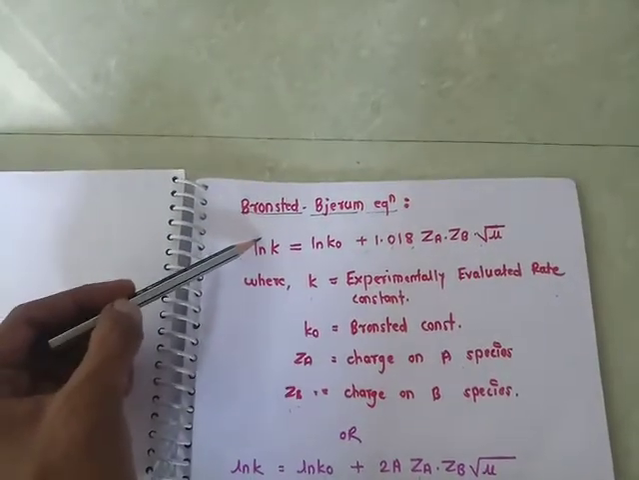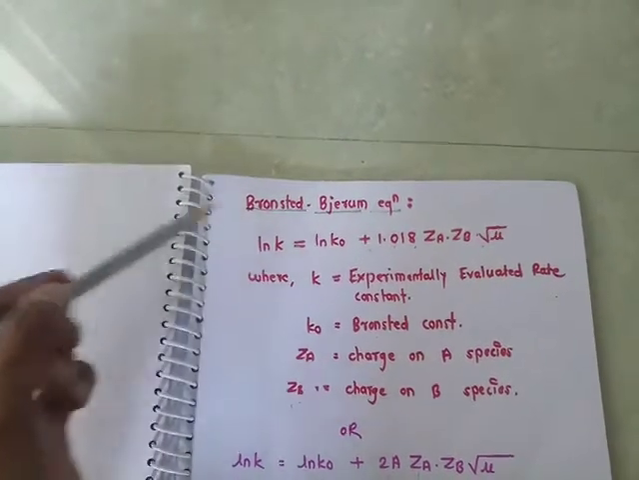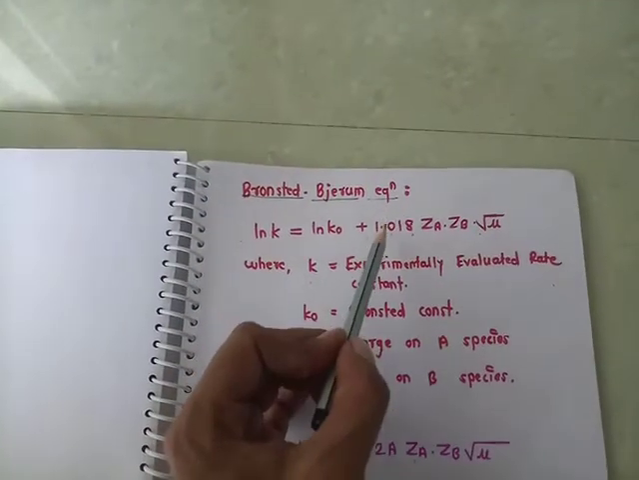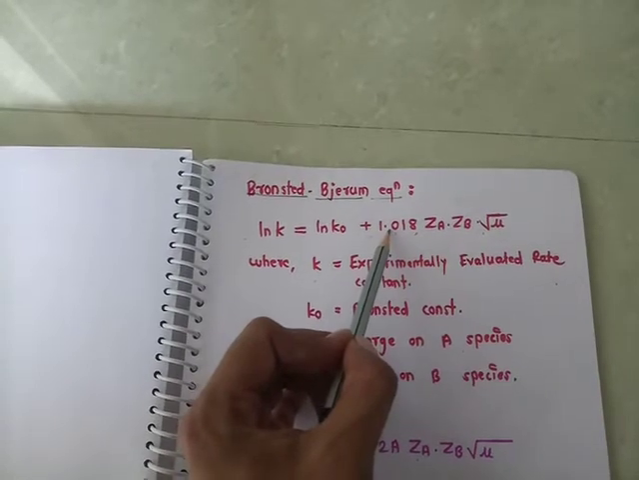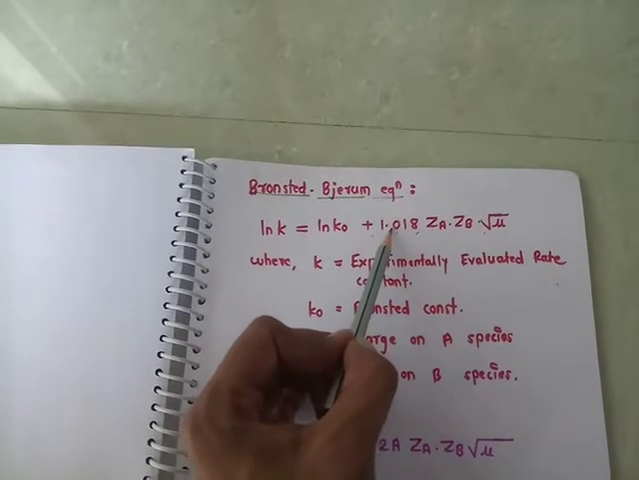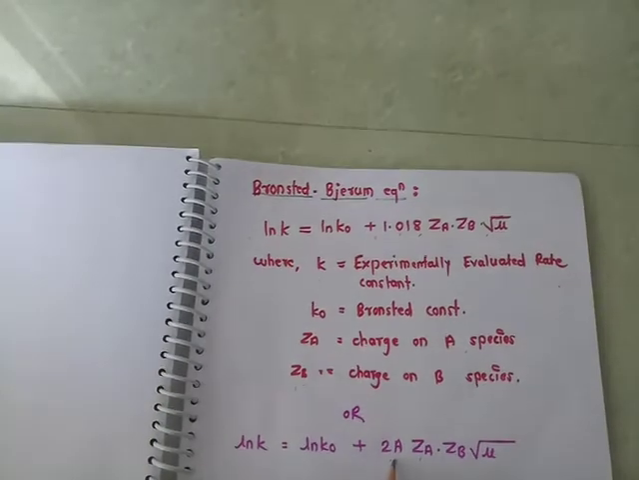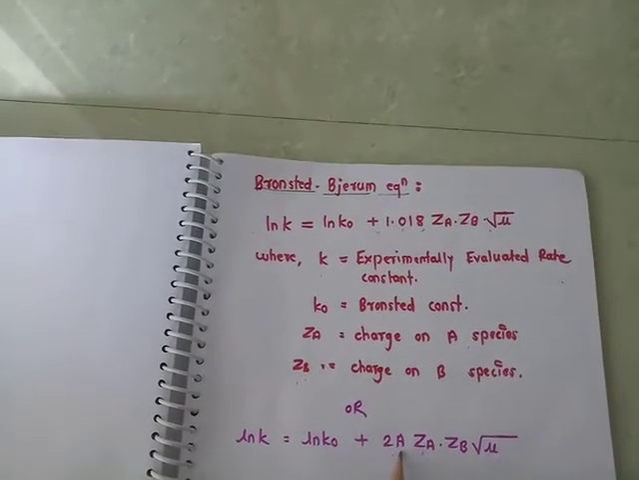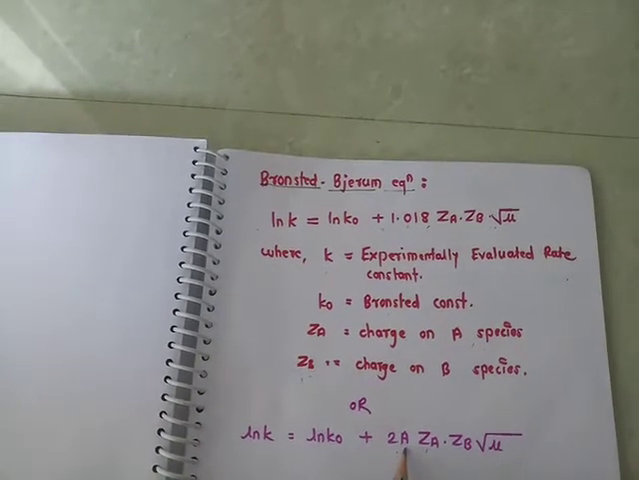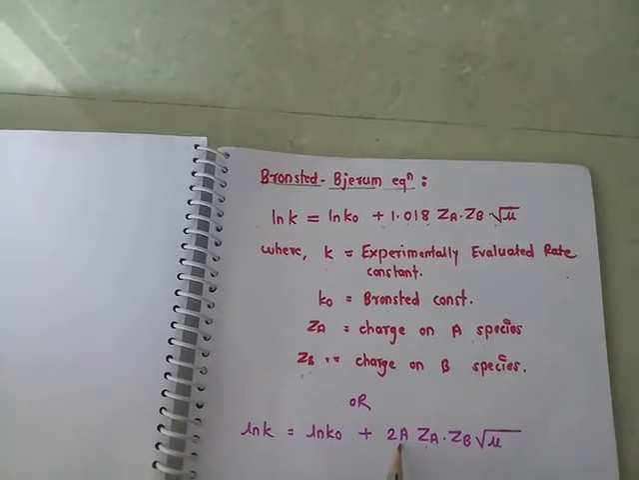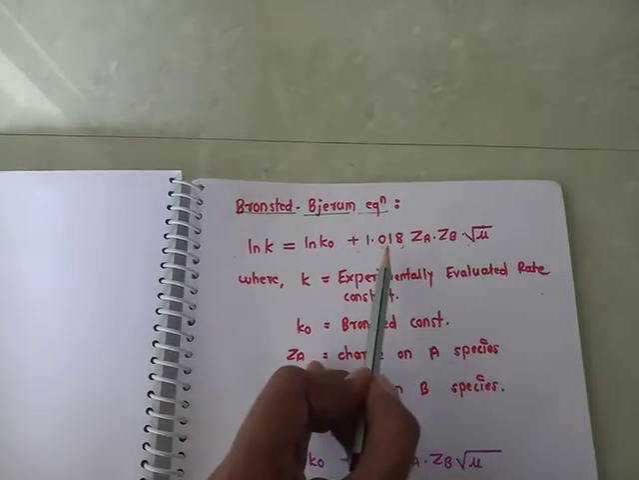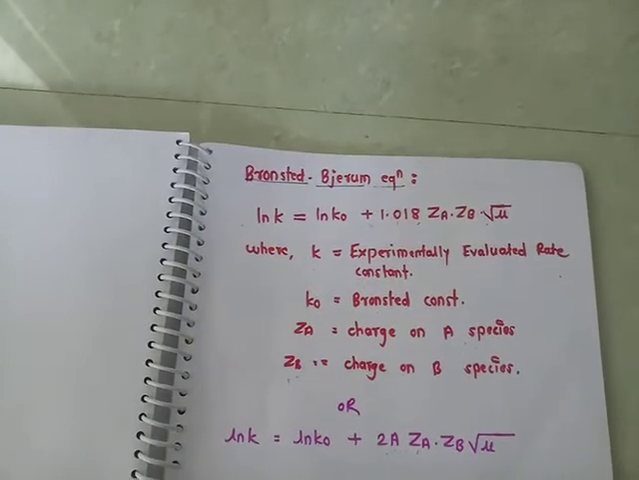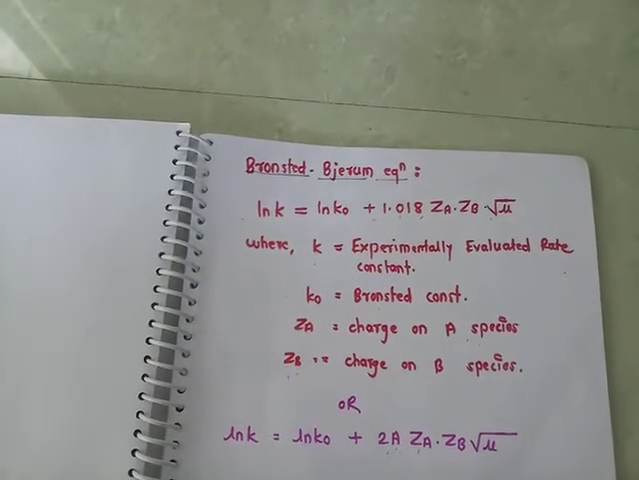This equation can be written in general form like this. 1.018 is a constant value. This constant value is replaced by 2a. Value of the a for the water is 0.509. So 2 into 0.509 we get 1.018. Let's see a problem on the basis of Bronsted-Jerome equation.